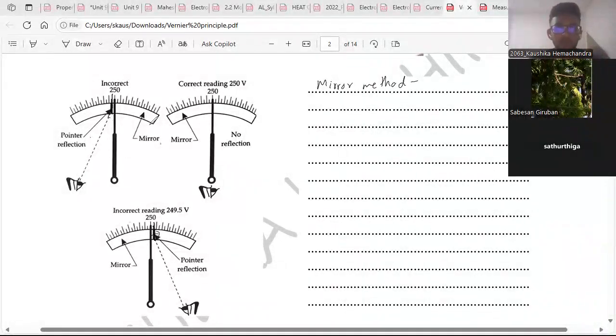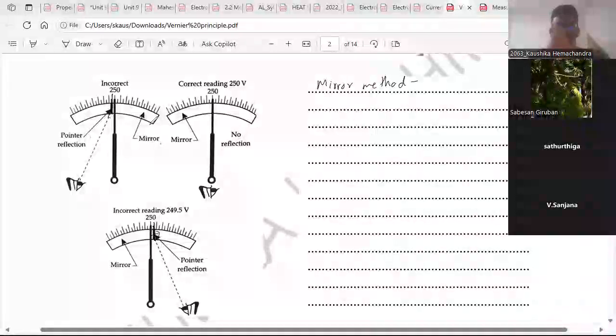So in the mirror method, we don't take readings when they are seen separately. We only take the reading when they are on top of each other, when the mirror image is covered by the indicator. Then we know we are taking the accurate reading, because the mirror image is covered by the indicator. Then they are in the same straight line. We are taking the reading accurately, and there is no parallax error. So the parallax error is very low at that time. Any questions from that?